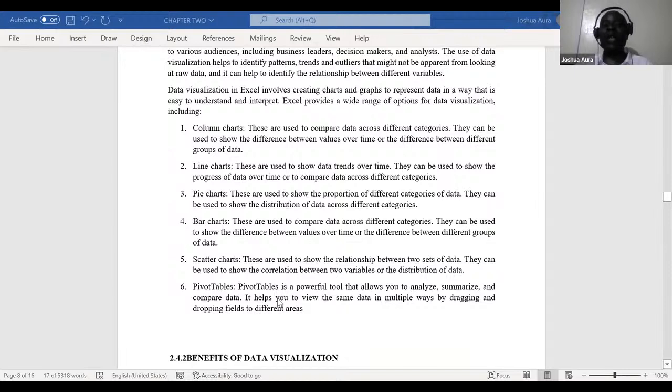You'll be able to see the various types of data visualization tools that we have in Excel. For now, don't cram anything. I just want to build a foundation for ourselves here.